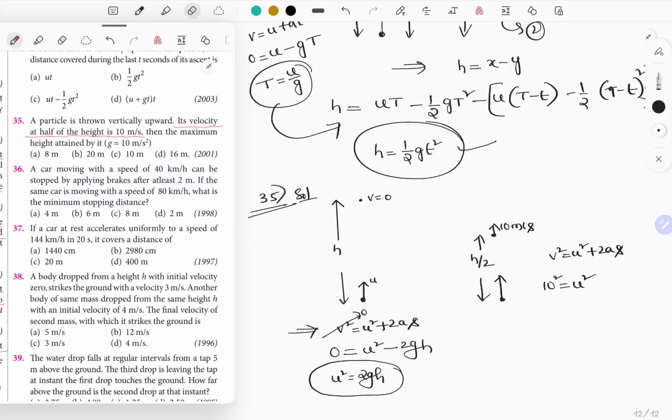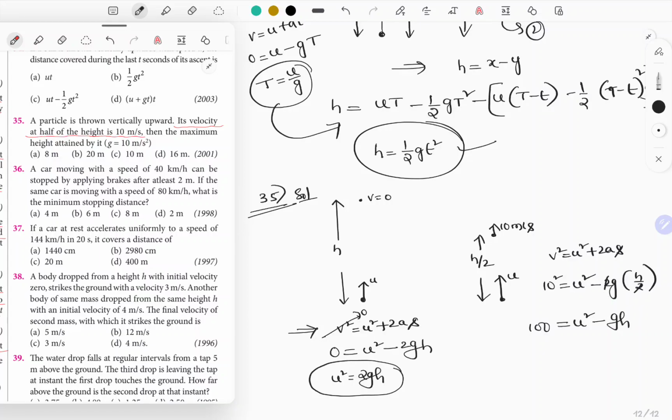This is not 4. Don't say this is 4. It is u only, minus 2g. What is the height it is reaching? H by 2. Super. Then from this, 100 is equal to u square minus 2 will get cancelled, g into h.